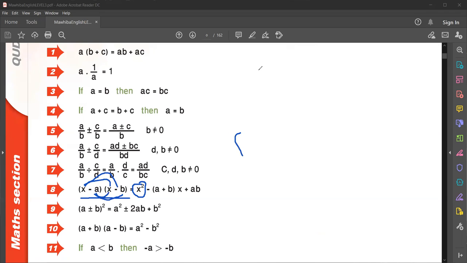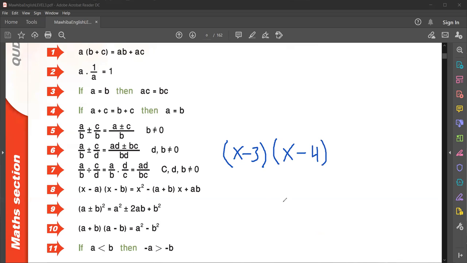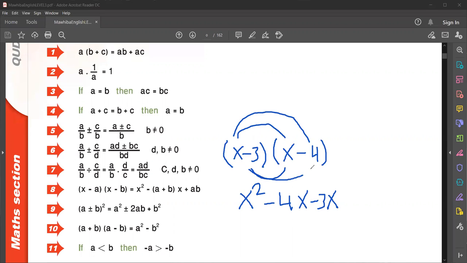Okay, now if I give you a problem, look here. If I have (x minus 3) times (x minus 4), how do I get the answer for multiplying here? You multiply x times x equals what? x squared, right? Then x times minus 4 equals minus 4x, right? And minus 3 times x equals minus 3x. Also, minus 3 times minus 4 equals plus 12. Okay? So now, x squared minus 4x minus 3x equals minus 7x plus 12.